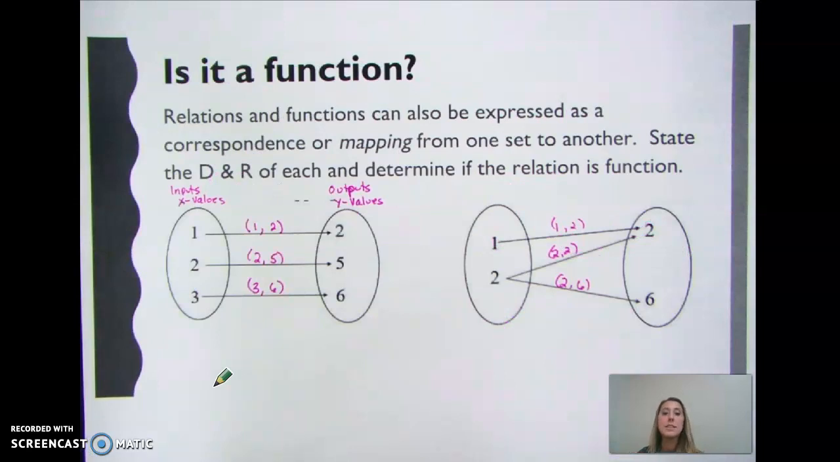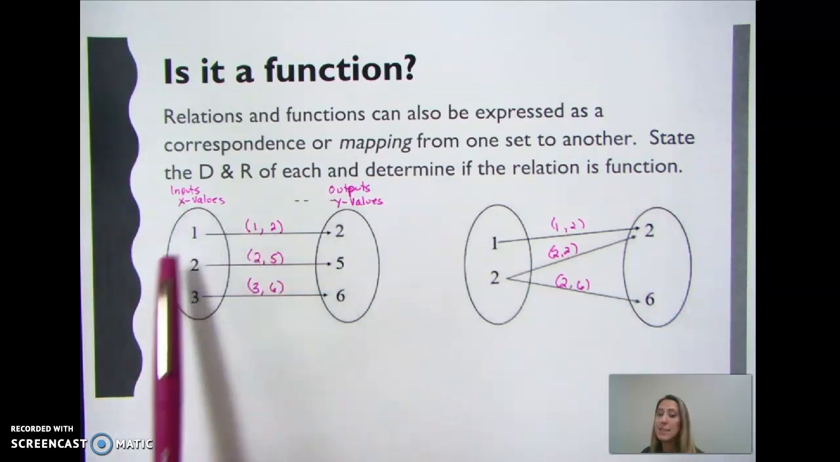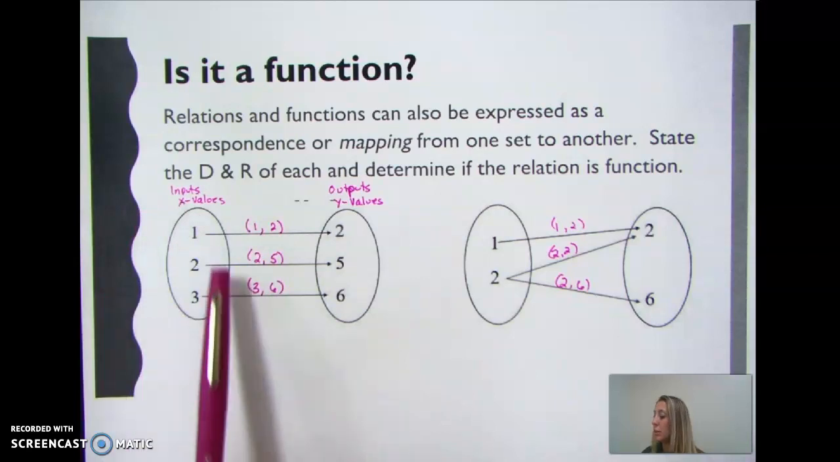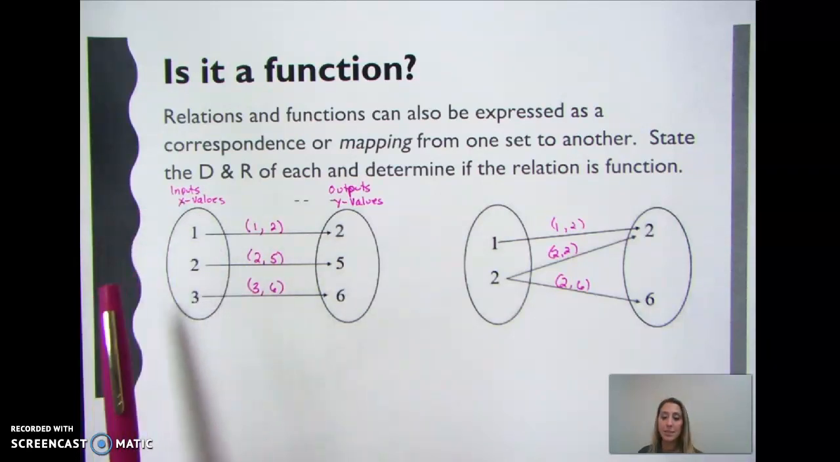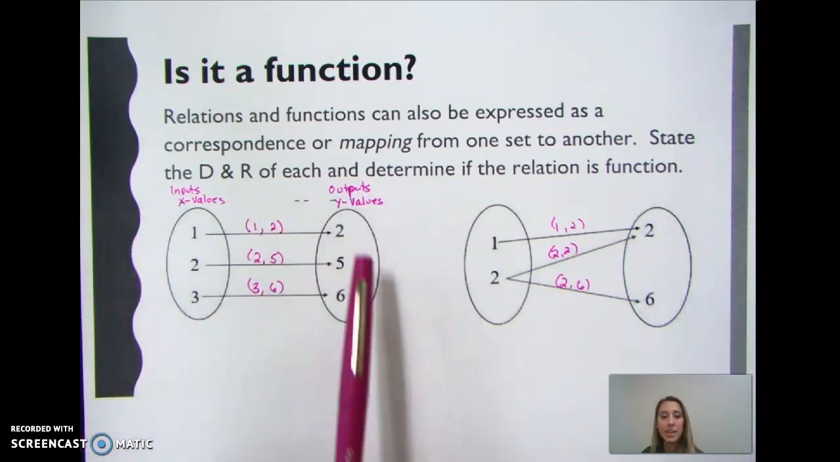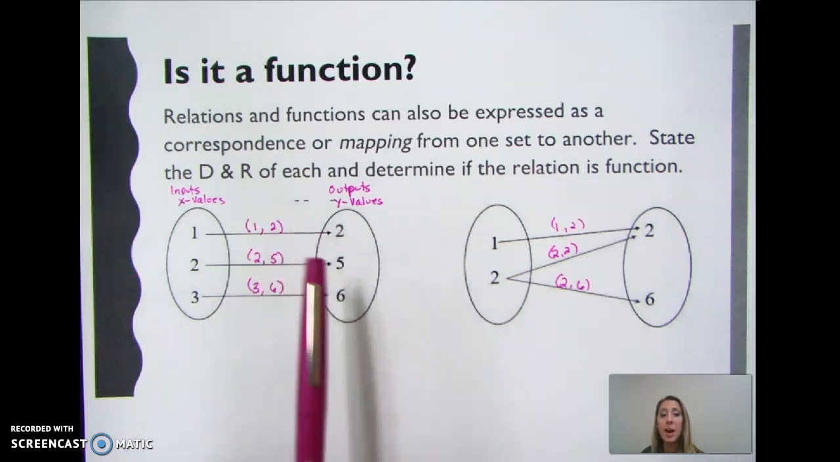So now we're going to look at something called mapping, and this might be brand new to you. So basically we're going to determine the domain and range and whether the relation is a function. So when we're looking at this, everything on your left side are going to be your inputs, and those are going to be your x values. Everything on your right side are going to be your outputs and your y values.